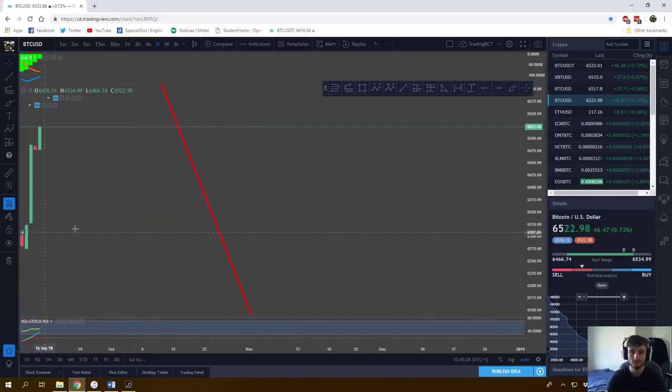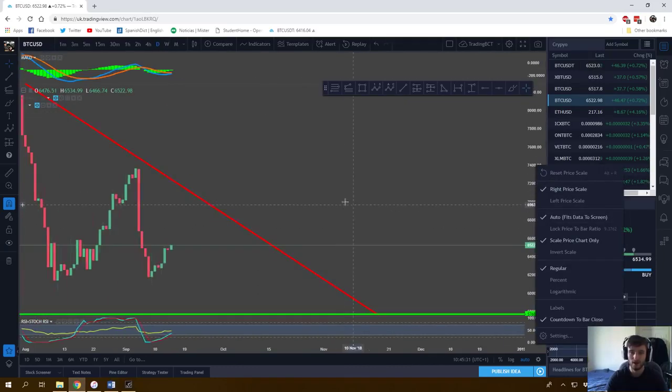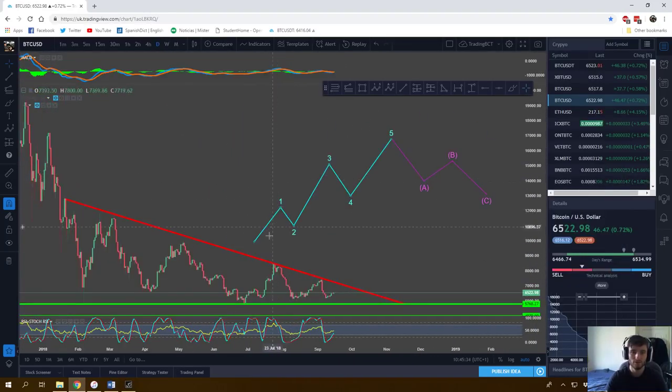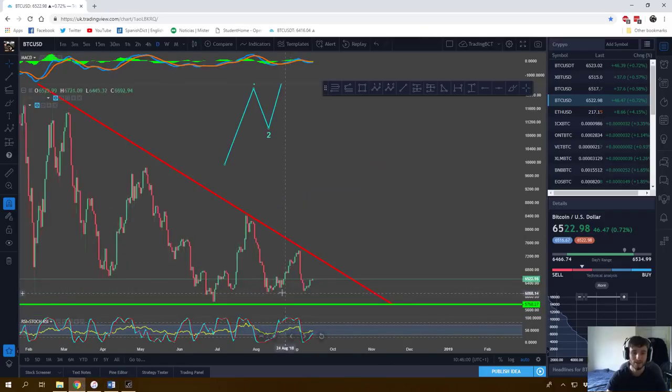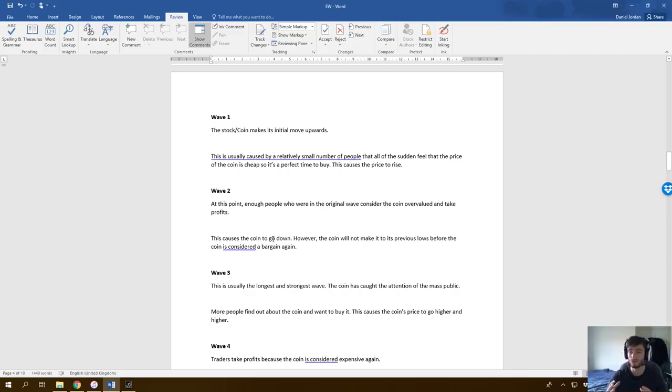So wave 1, let's zoom back out here. So wave 1, we make our initial move upwards. This is usually caused by a relatively small number of people that all of a sudden feel that the price of the coin is so cheap, it's a perfect time to buy. And obviously, if this was reversed and the value becomes too high, then you get it back down. Here I'm going to be covering the theory as if it's the 5 waves upwards, but remember this happens downwards as well. Okay. So for instance here, this is classed as a perfect time to buy. The stock or crypto is considered very low, and that's what causes the first wave upwards.